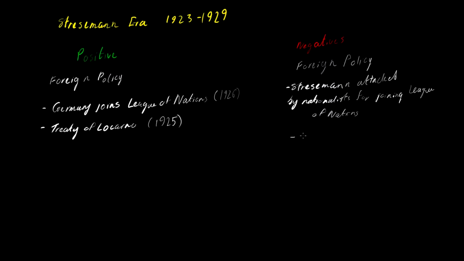Communists attacked Locarno, so the area, because they saw it as a plot against the Soviet Union. So Locarno is a place in Switzerland. They attacked that area, seeing it as a plot against the Soviet Union.